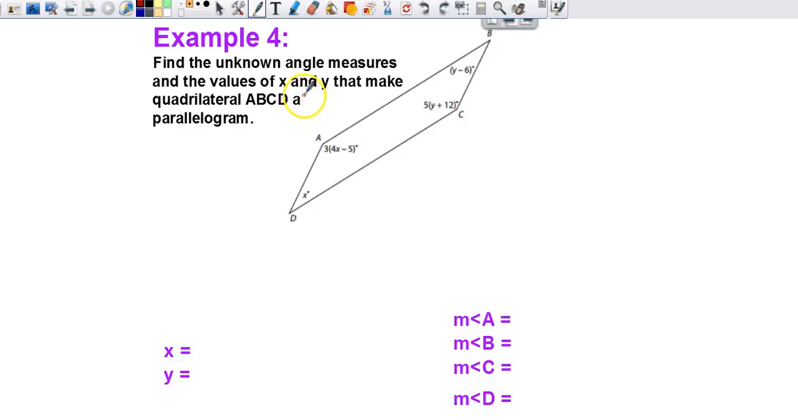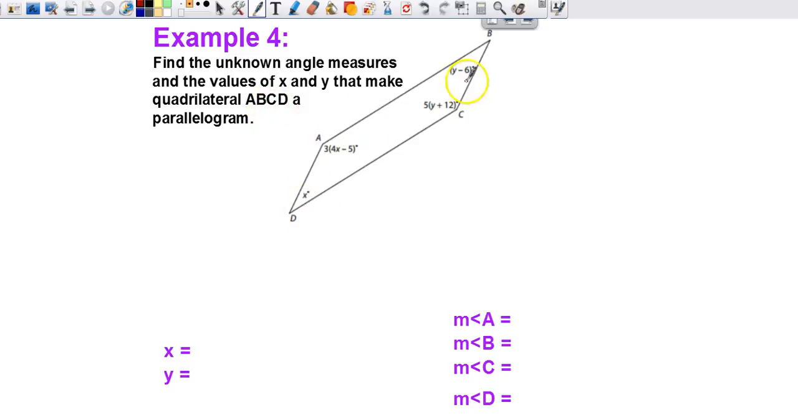Okay, so we're done with the graph proofs, but what we want to do is figure out different ways to solve for variables and angles, sides, whatever it is in a parallelogram and other shapes. So we'll look at the diagram here, and let's look at this example. Find the unknown angle measures and the values of x and y that make this quadrilateral a parallelogram.